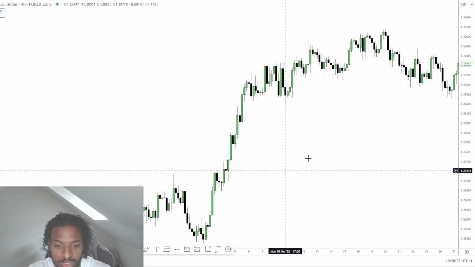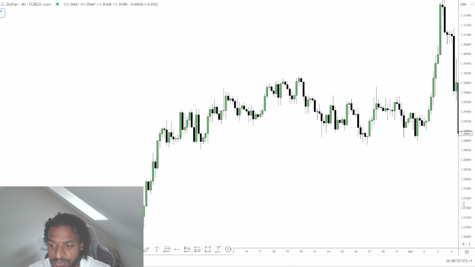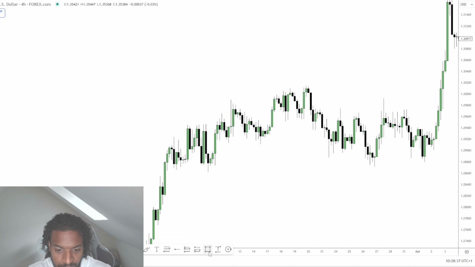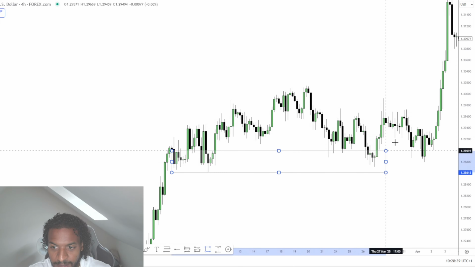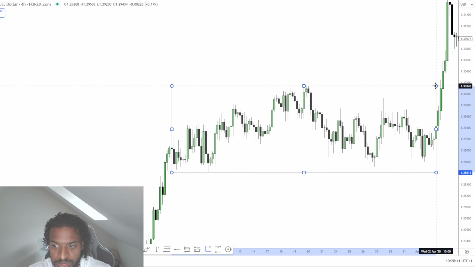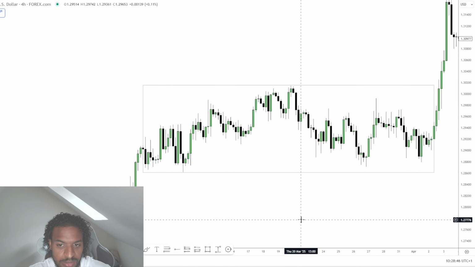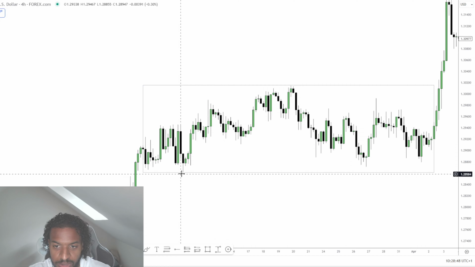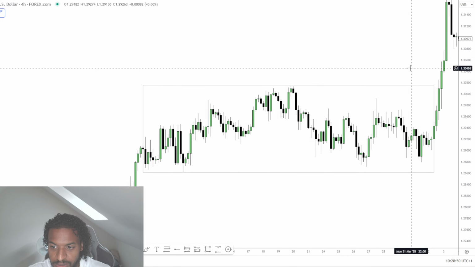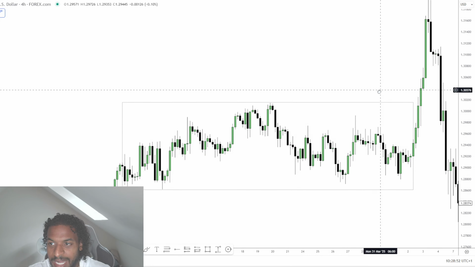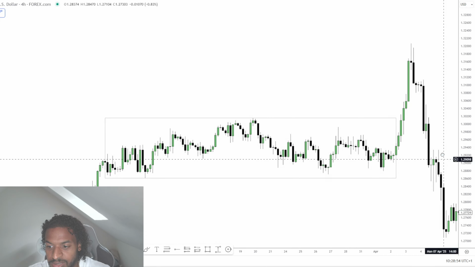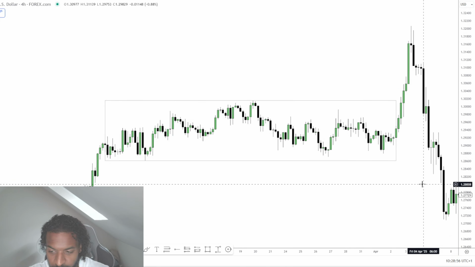So when you understand that, okay, same thing again here, right? Let's look at this one. This one's an even bigger consolidation, right? Big consolidation here. Low of the range, high of the range. Okay, it targets the high of the range, then it comes down and targets the lows of the range.